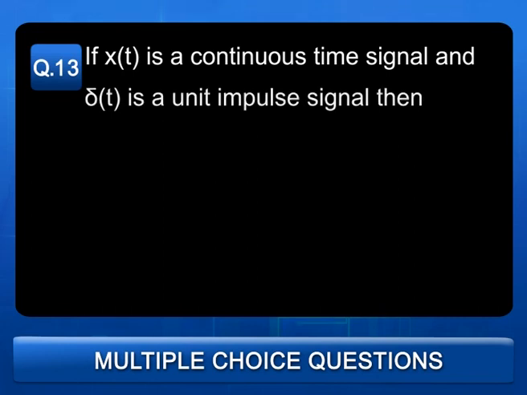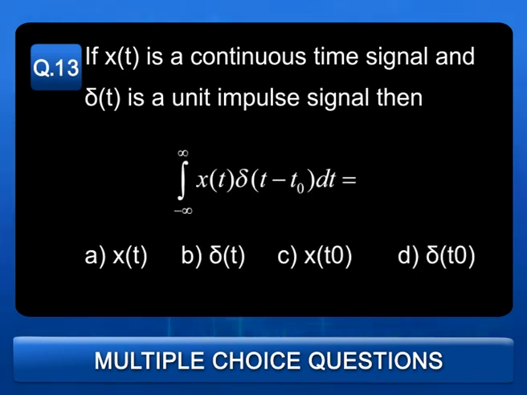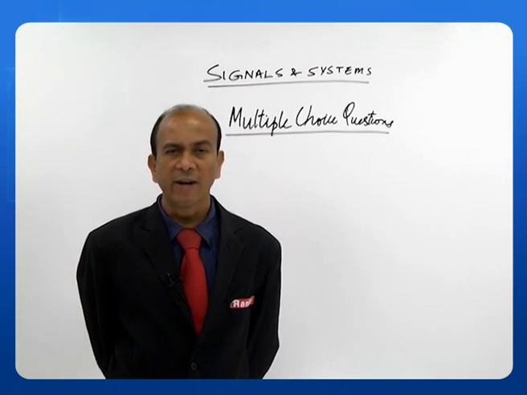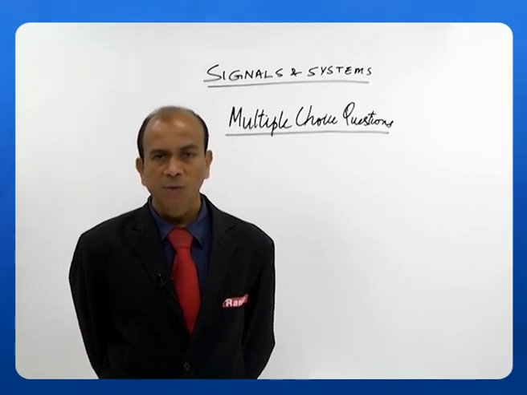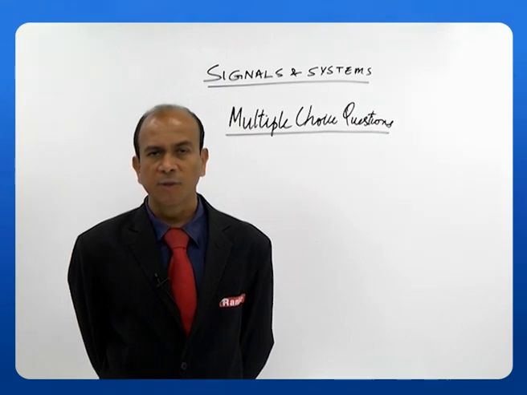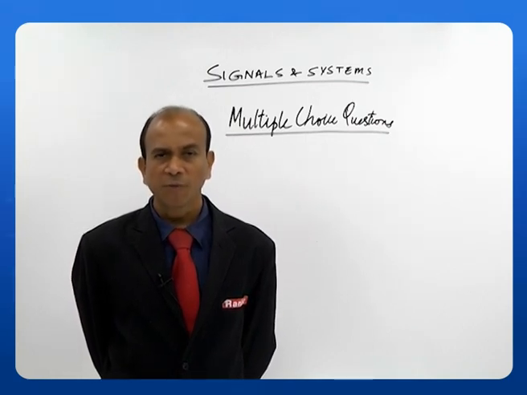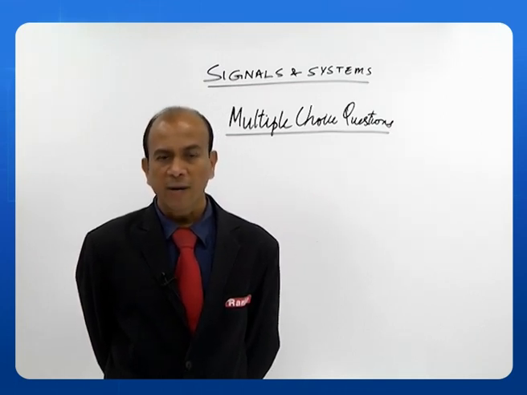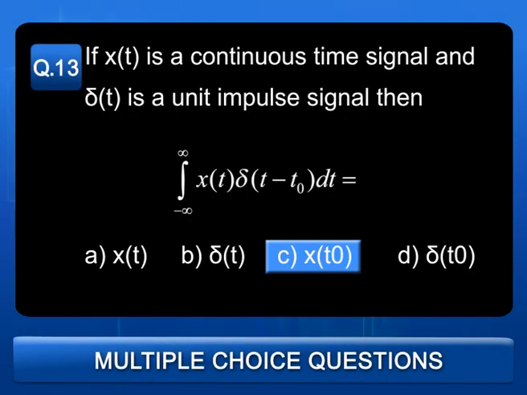If x of t is a continuous time signal and delta of t is a unit impulse signal, then the integral from minus infinity to plus infinity of x of t delta of t minus t naught dt is: A, x of t; B, delta of t; C, x of t naught; D, delta of t naught. The answer is C, because when I integrate from minus infinity to plus infinity delta of t dt, we will get the answer 1. So it is multiplied at t is equal to t naught by x of t. So x of t will exist only at x of t naught. So the answer is x of t naught. So the answer is C.